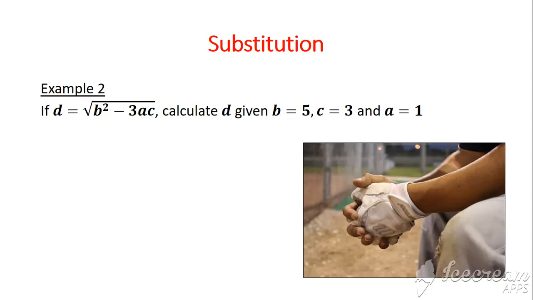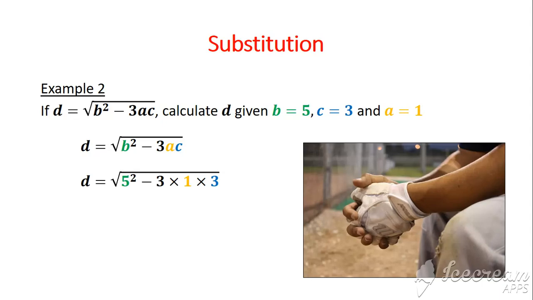All right, example 2. If D is equal to the square root of B squared minus 3AC, we need to calculate D given the values B is 5, C is 3, and A is 1. Okay, well here's our rule. D is equal to square root of B squared minus 3AC. B is 5, A is the number 1, and C is the number 3.